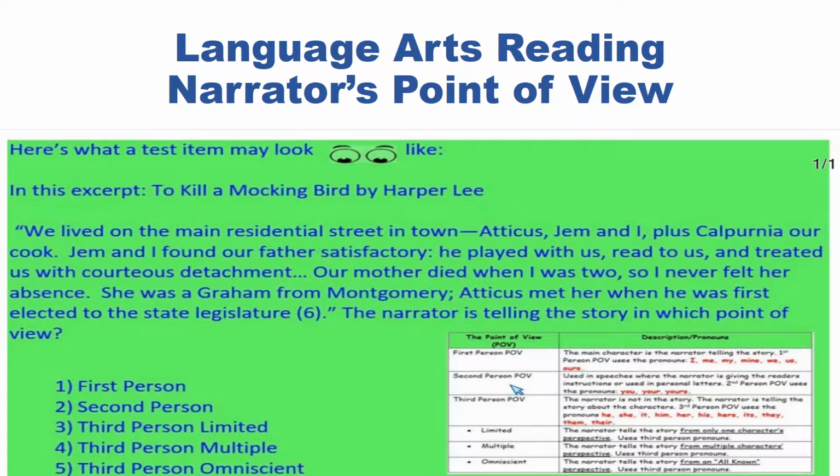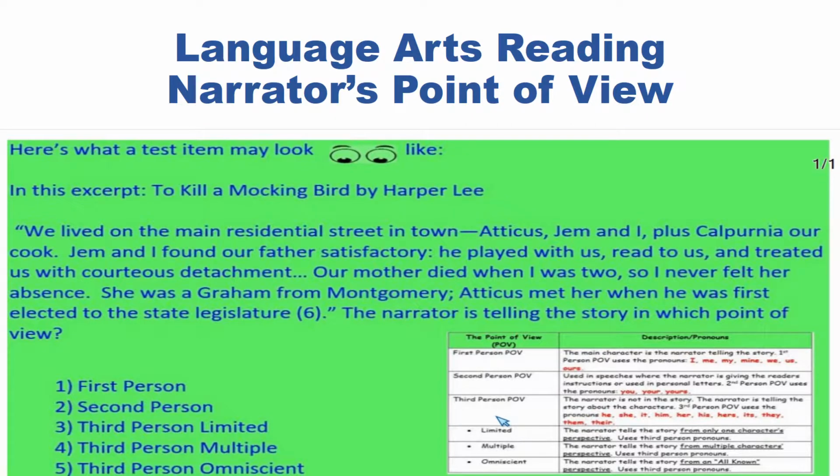Next, you have your second person point of view. Usually, this point of view is presented in speeches where instructions are being given to the reader or in a personal letter. Some of the pronouns that you'll see when the second person point of view is being used are you, your, yours.